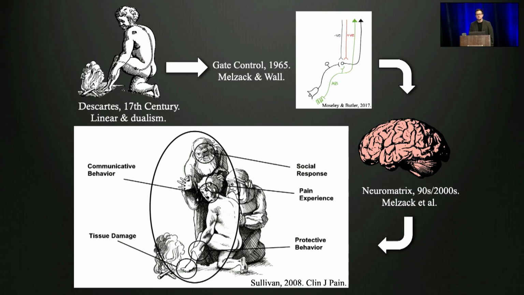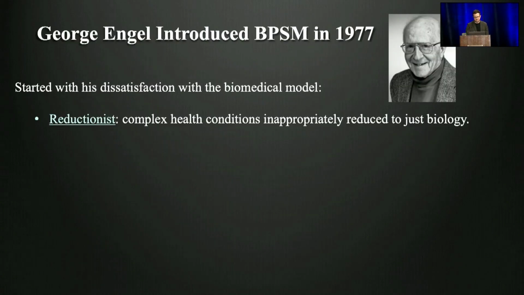And then more contemporary theories saying, well, maybe we need to consider it all. Tissue damage, if it's there, the spinal cord, the brain, but also a person's broader social context. And that's largely where the biopsychosocial model of pain is situated. And as most of you know, it's gaining a lot of popularity. So George Engel introduced the biopsychosocial model in 1977, and really it just started with his dissatisfaction with the biomedical model. So we were talking about that already this morning. So Engel said it was reductionist, this biomedical model. It was taking really complex health conditions and inappropriately reducing them to just biology.